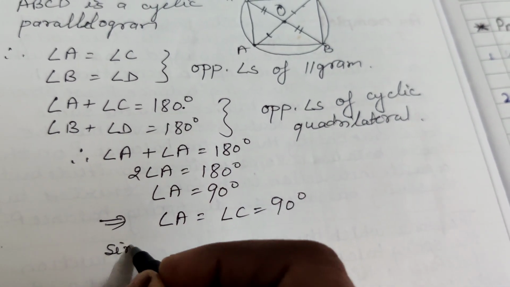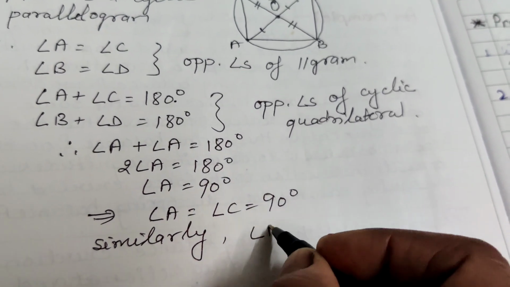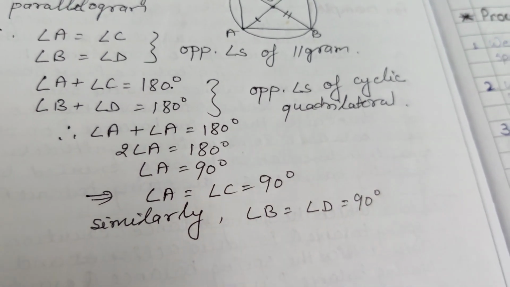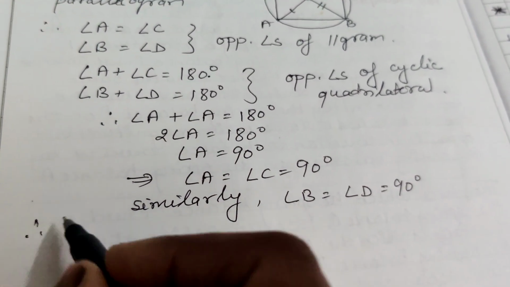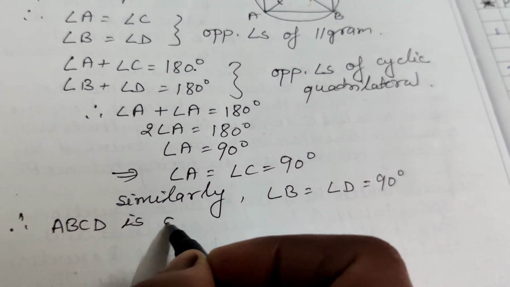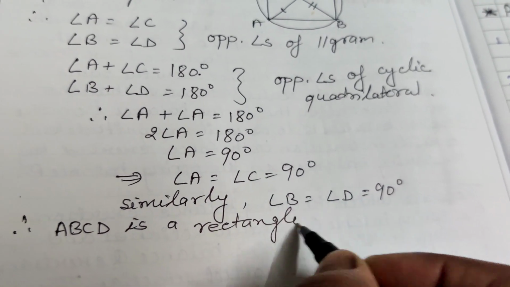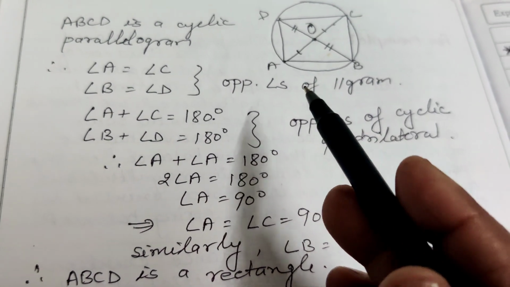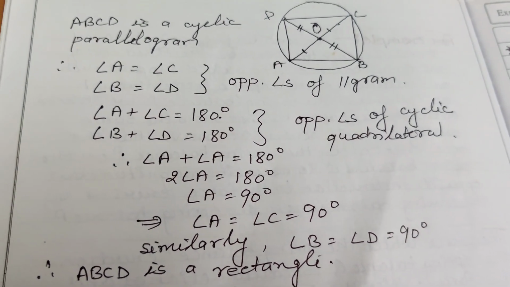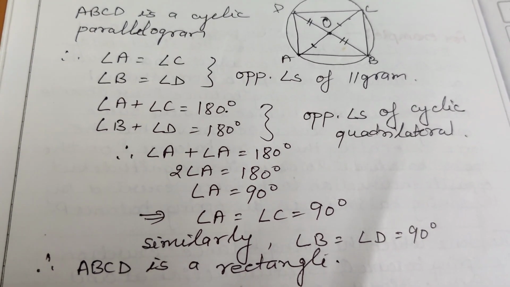Similarly, angle B equals angle D equals 90 degrees. Therefore, ABCD is a rectangle. Because opposite sides are equal and parallel and all angles are equal to 90 degrees, therefore it is a rectangle.